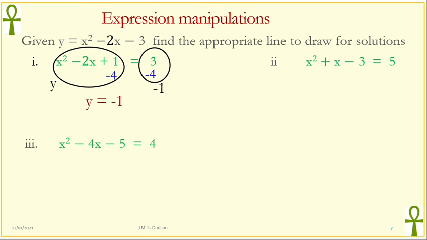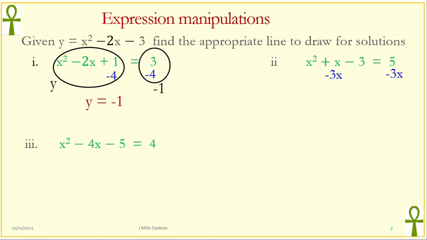Let's look at the second one. x squared is the same as x squared. But x is not the same as minus 2x. -3 is the same as -3. So what you change is the x. We need to make sure x becomes -2x. So what can we do to x to become -2x? We take away 3x, because 1x minus 3x is -2x. Do the same to the other side.